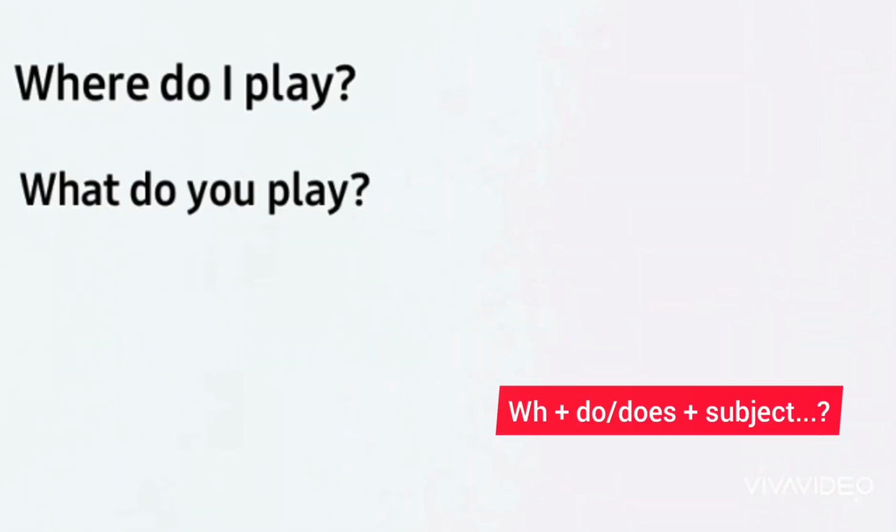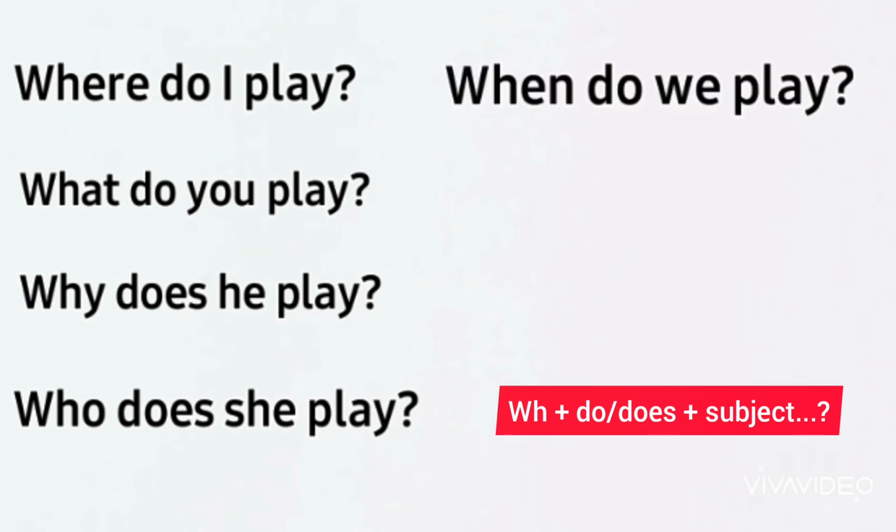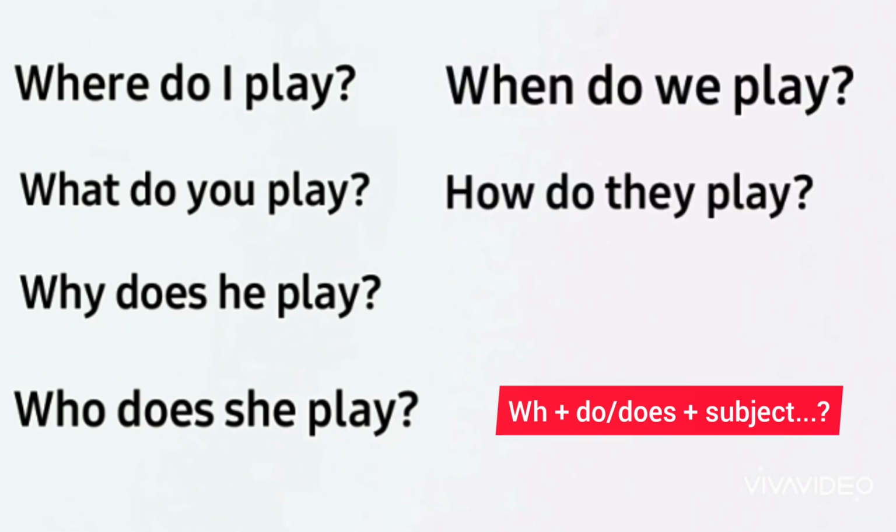Alright, for the WH question, just like with be, if you want to make this kind of question, you have to put the WH word at the front. Have a look at the example. Where do I play? What do you play? Why does he play? Who does she play? When do we play? And how do they play?